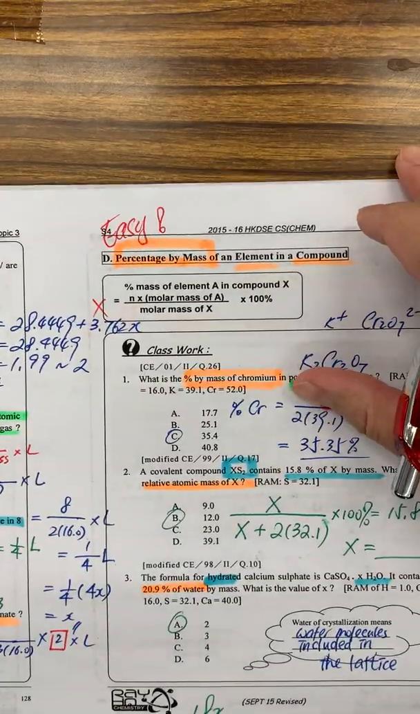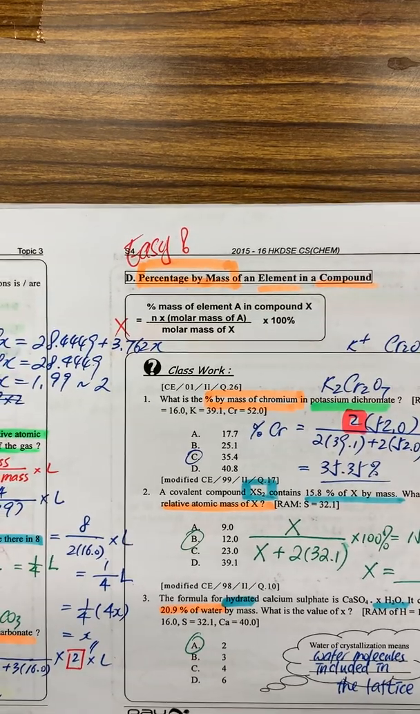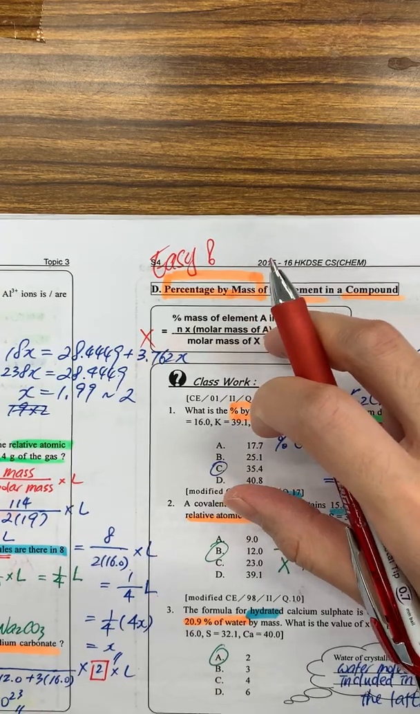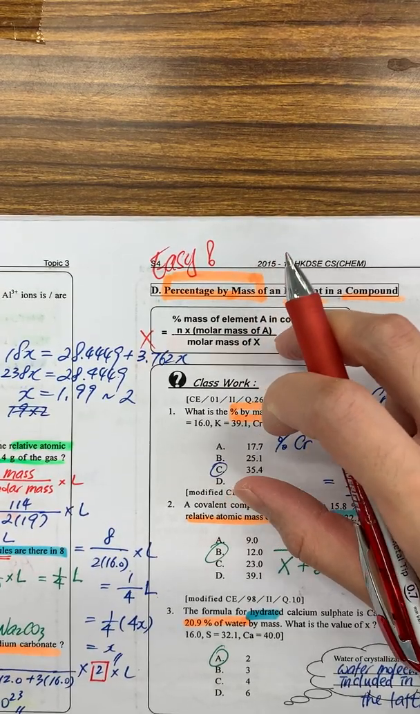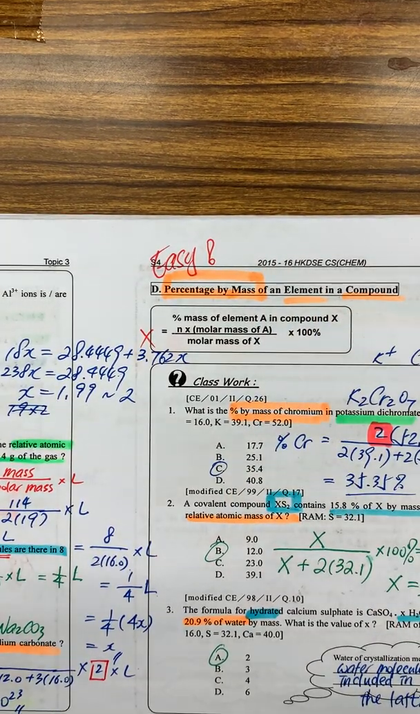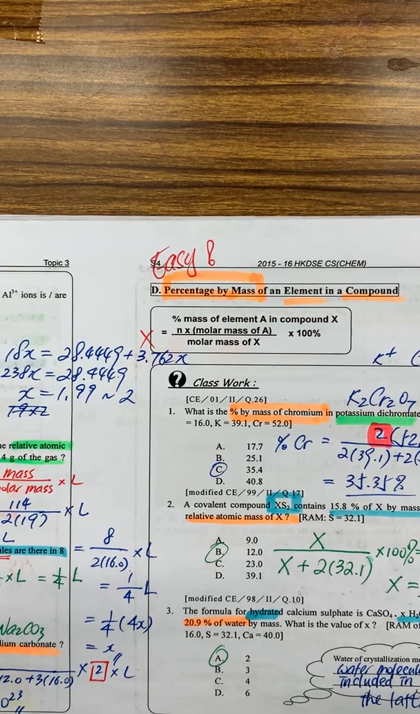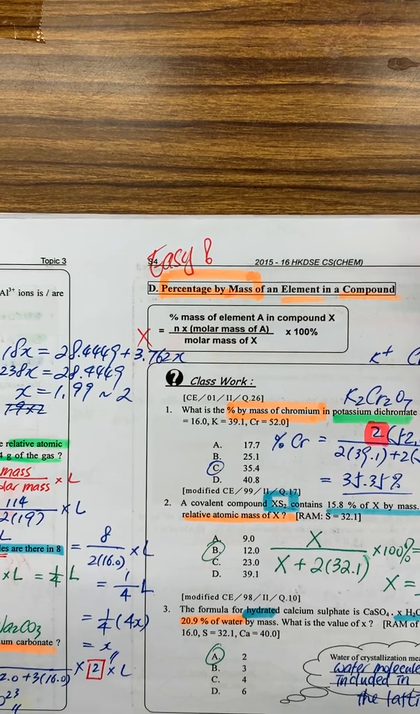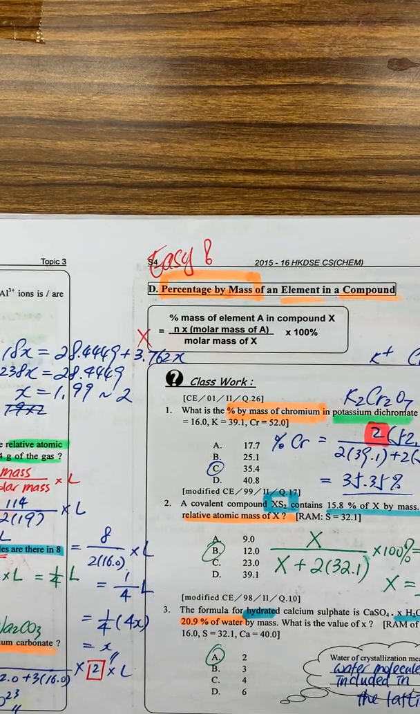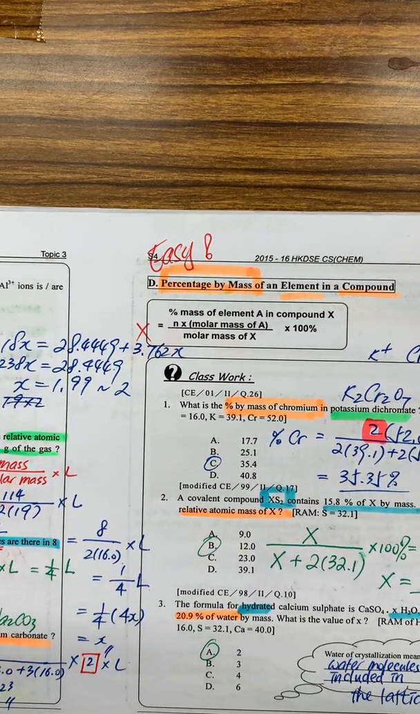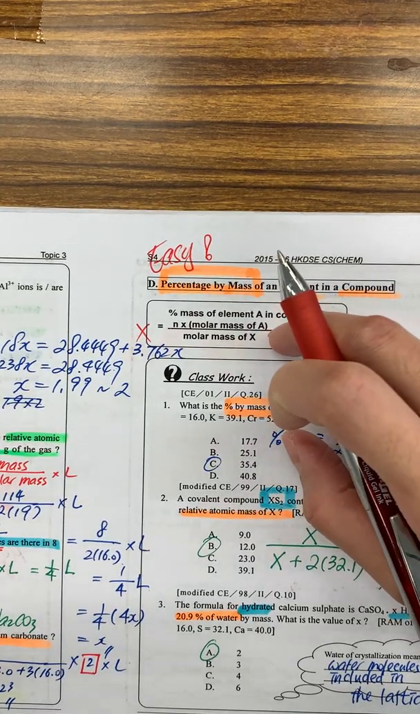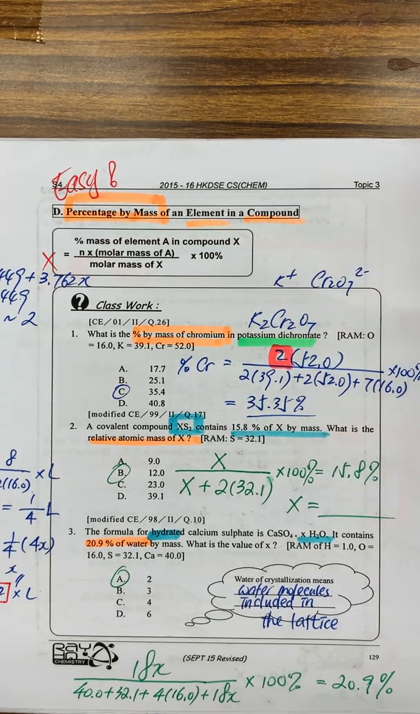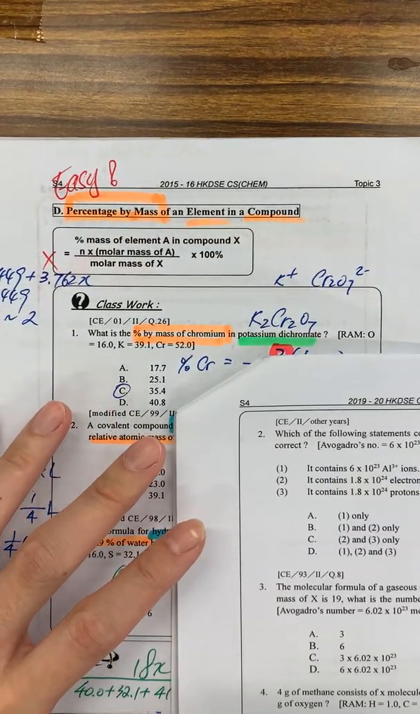Next, percentage by mass of an element in a compound. This part is usually asked in MC questions or some structural questions, maybe part D, part E. Only 1 mark, or maximum 2 marks, but usually 1 mark. If 2 marks, 1 mark for the formula, 1 mark for the answer. You already know how to write down the formula.